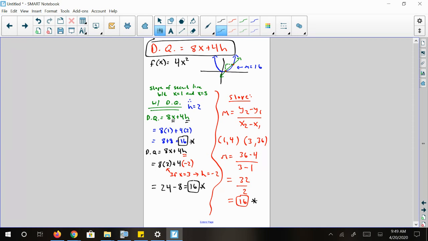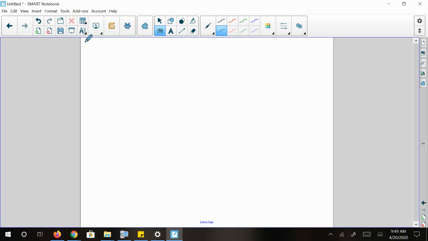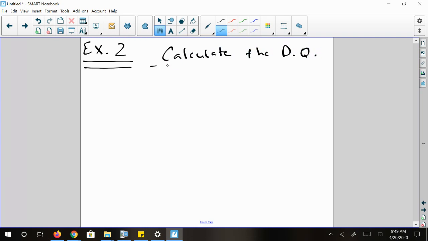All right, a couple more examples. These are not any different than the first one, just a little bit more advanced, if you will. Let's go ahead and try. Once again, we're going to calculate the difference quotient, but with a different function this time. And I won't do all that stuff at the end like I did on the last one. We'll just find the difference quotient and then we'll be done.